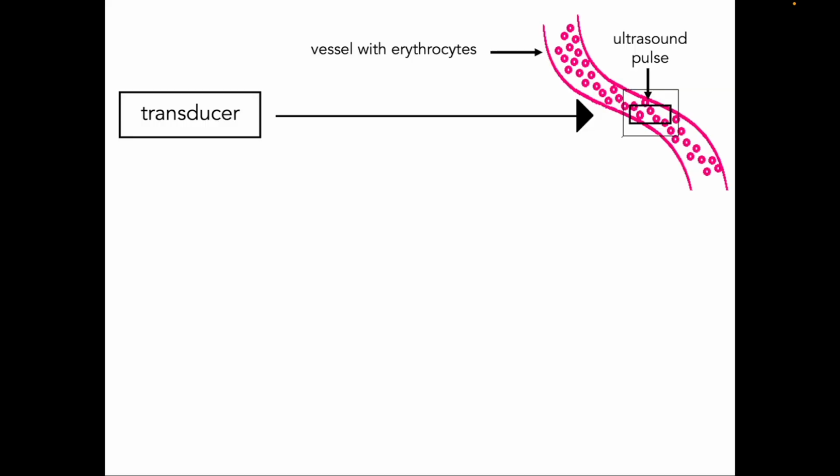Let's take a closer look how this is happening. On the left side we have the ultrasound transducer emitting ultrasound pulses. In this case, the ultrasound pulse has already reached a blood vessel, which is depicted on the right side. Let's assume that the erythrocytes flow from the lower right corner to the upper left corner.